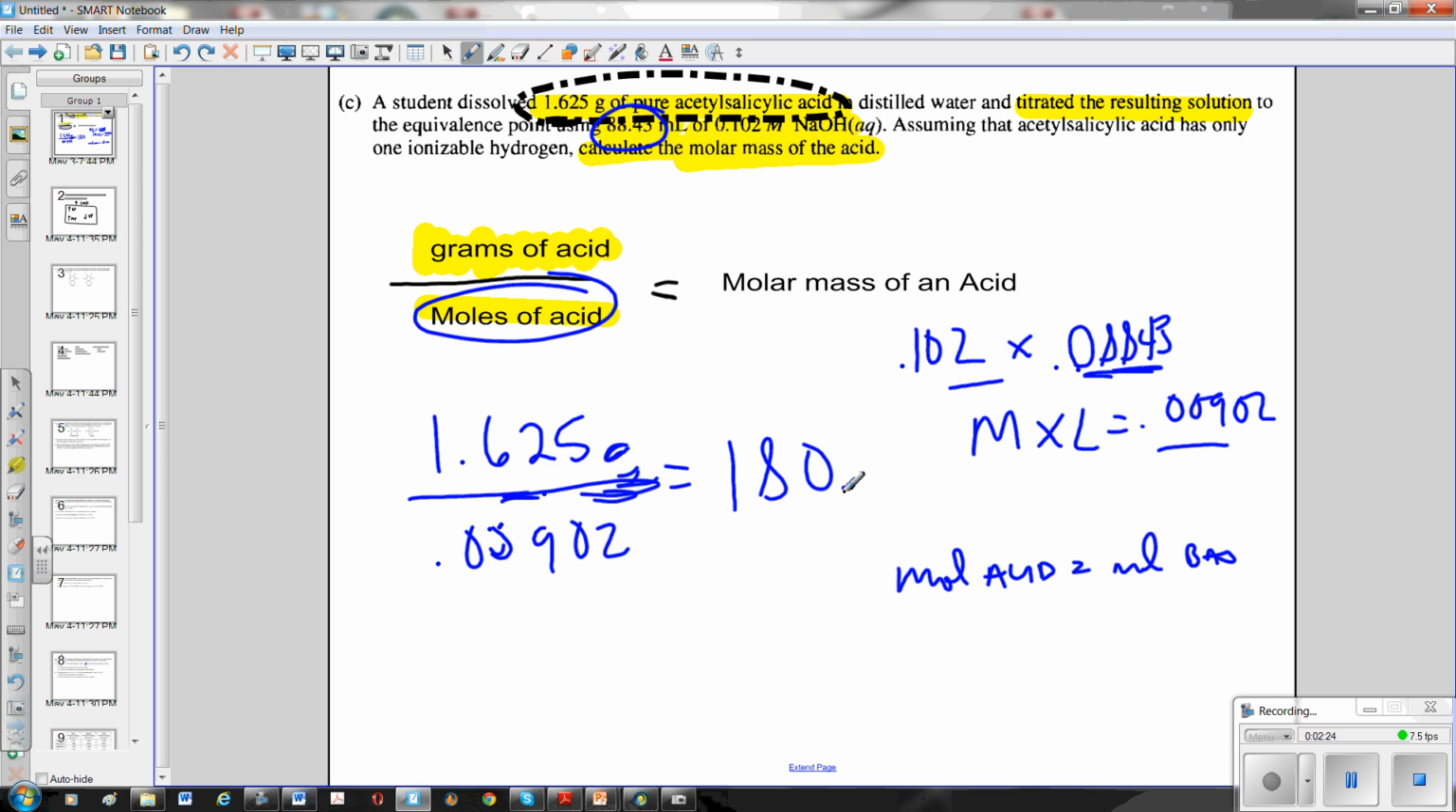So it's very simple. Grams of the acid is given to you in the problem. Moles of the acid comes from the titration because moles of the base is equal to moles of the acid at equivalence, whenever anything is titrated to equivalence.